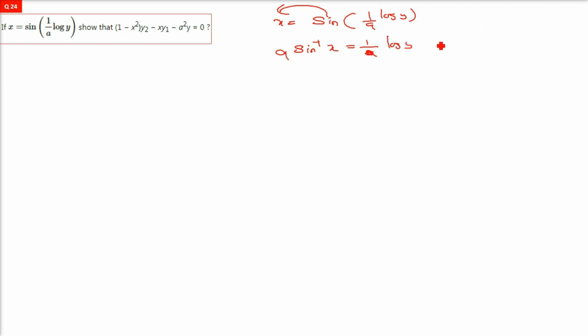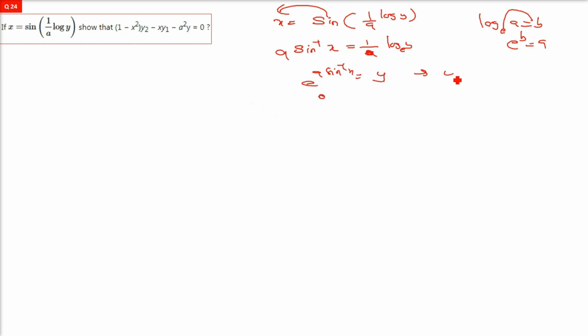Now we already know log. If I say log a equals b, the base is e, it is nothing but a way of writing e raised to b equals a. E to the power b is equal to a. So e to the power a sine inverse x equals y. Same logic I have applied here.